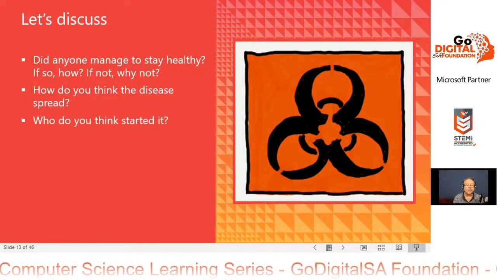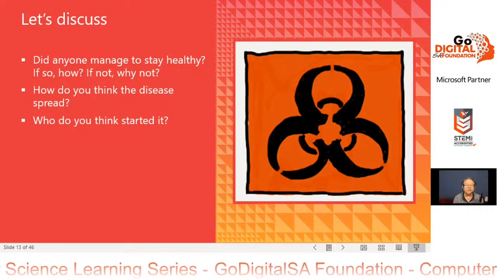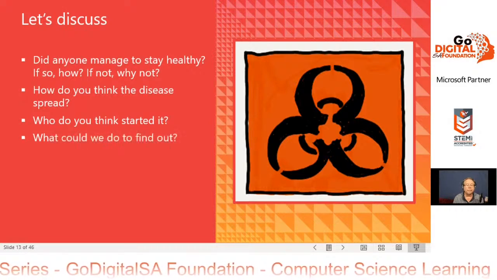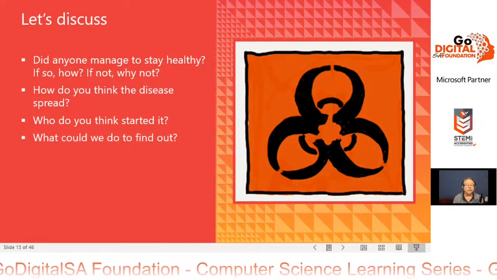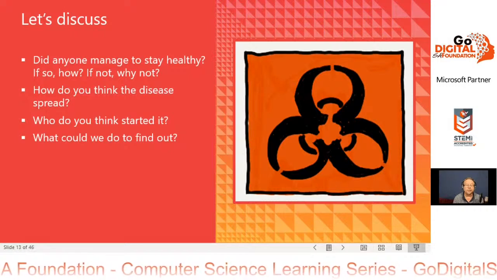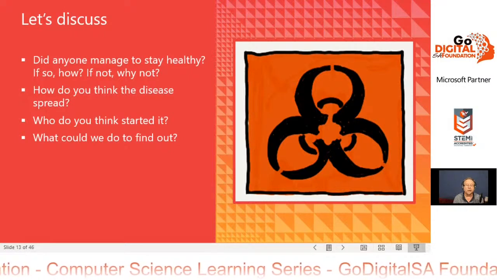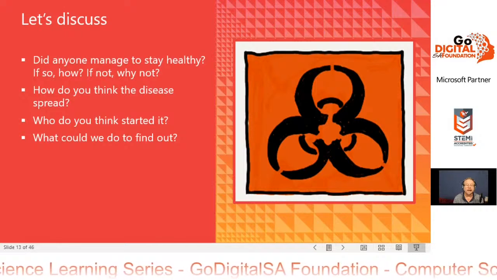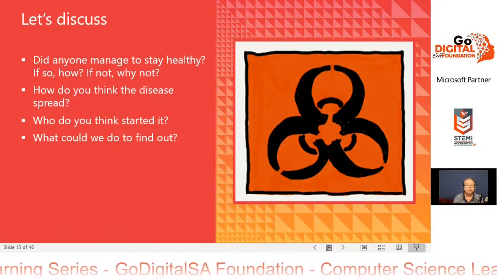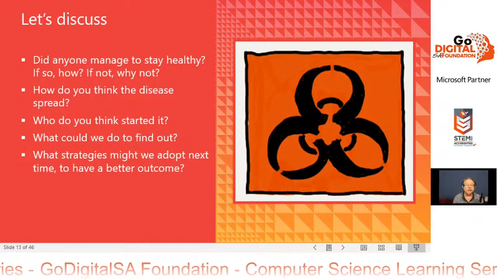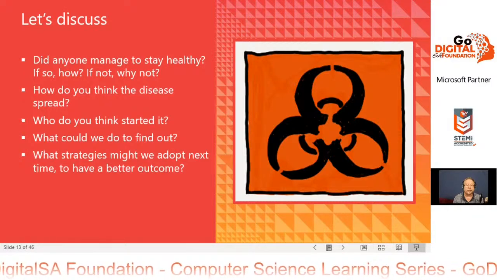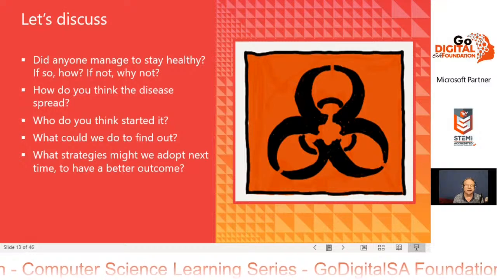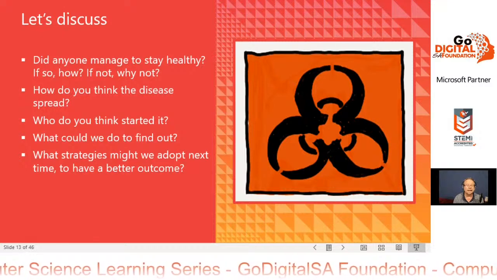And who do you think started it? It would, of course, be the infected microbit, the one where we press the A and B buttons to start. And what could we do to find out? Okay, if we start the game from scratch, we could check to see which microbit is causing the other microbits to change the icon from a smiling face. Okay, what strategies might we adopt next time to have a better outcome? Okay, if you don't want your microbit to get sick, then you have to keep it away from the one that is sick.